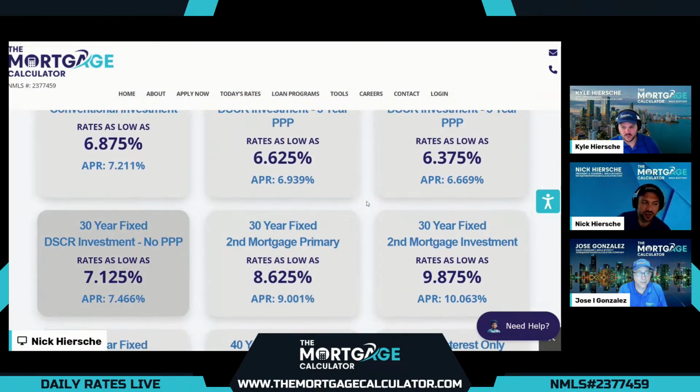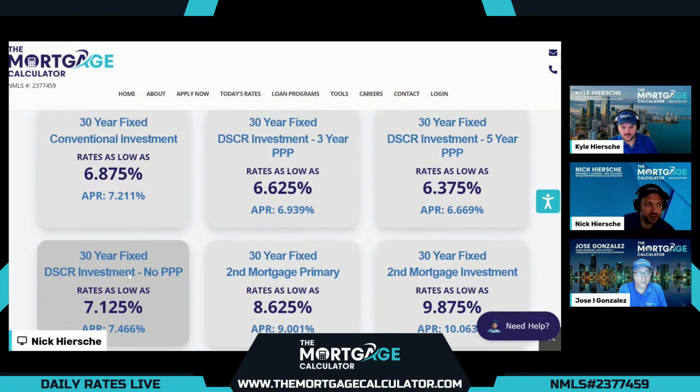And the final option here is a DSCR with no prepayment penalty. Some states do not allow it, and some investors request to not have one. No problem. We have rates as low as 7.125, final APR 7.466. So when we compare that to conventional, it's a touch higher, but I'd still say 100% of investors would prefer a DSCR loan when it is that close in price.